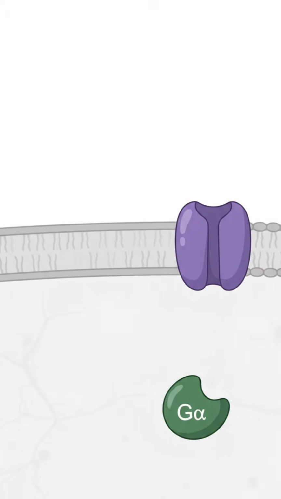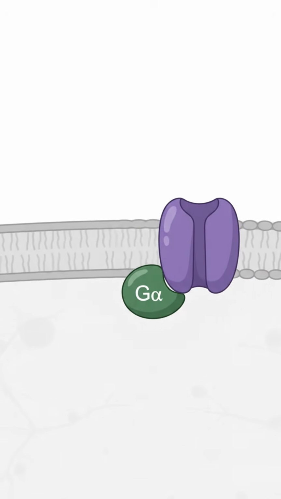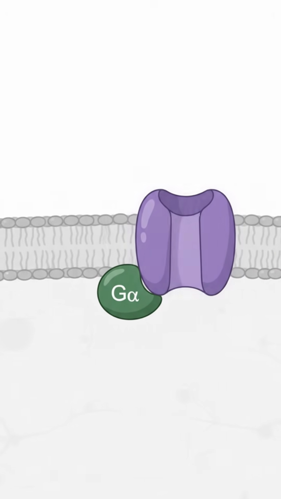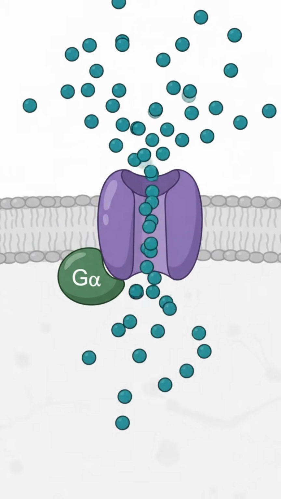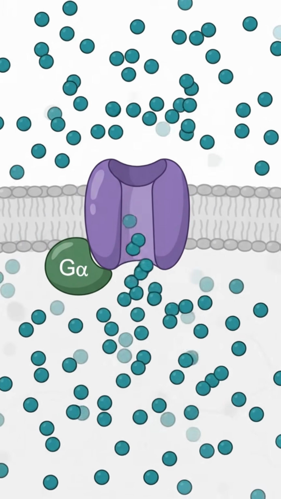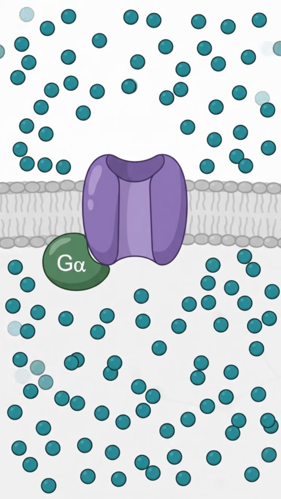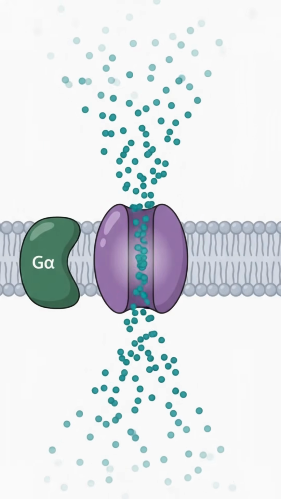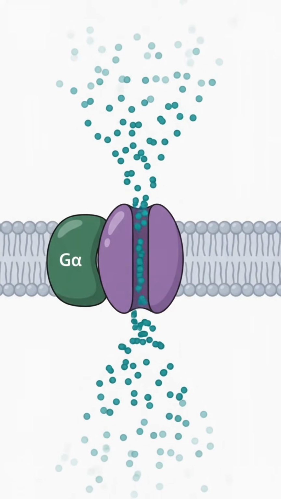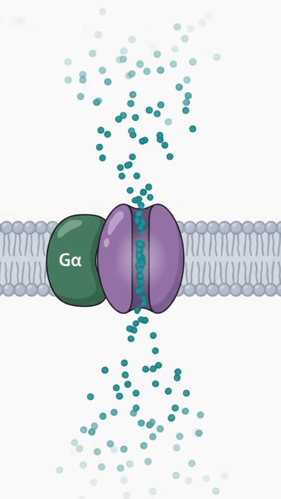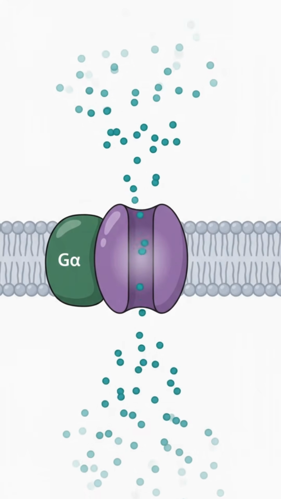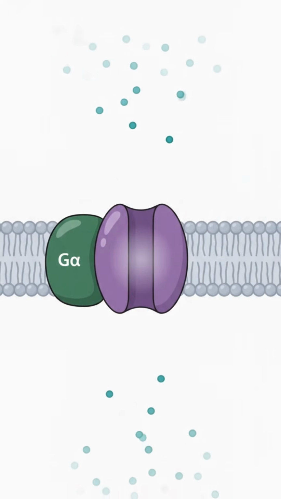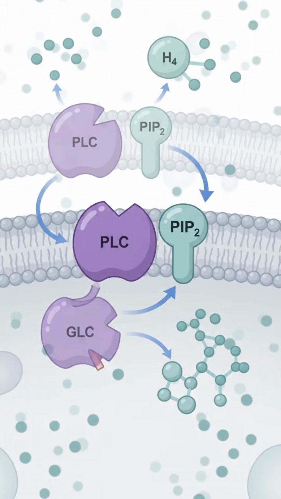If this alpha subunit is GS, it docks onto adenylyl cyclase and switches it on. That enzyme starts pumping out cAMP, and cAMP levels climb. That's the GS pathway, stimulatory. But if it's GI instead, it docks onto that same adenylyl cyclase and shuts it down. cAMP production slows almost to a stop, same enzyme, opposite effect. That's GI, inhibitory.